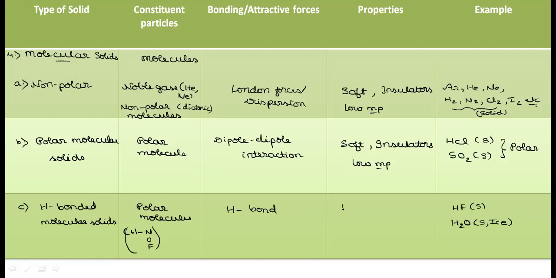Hydrogen bonded molecular solids are hard because of strong intermolecular force, that is due to hydrogen bond in this case. Again, they are insulators, as we know all the molecular solids are insulators. Again, they have a low melting point. Now this is in brief.